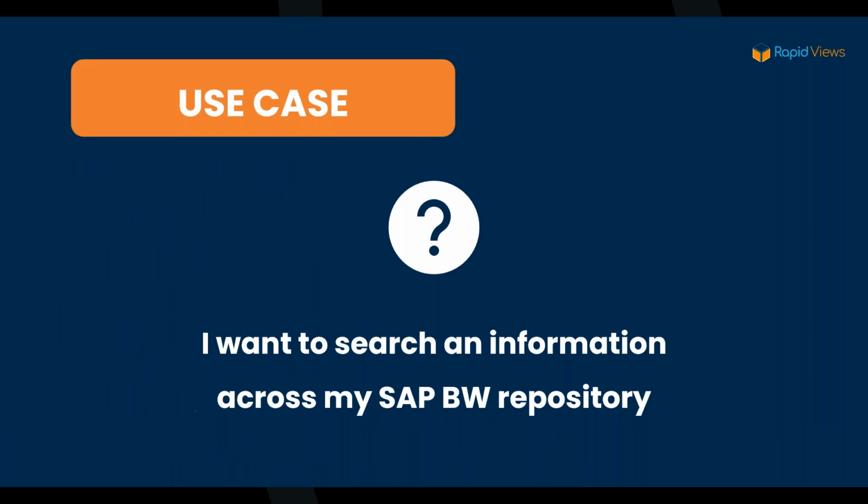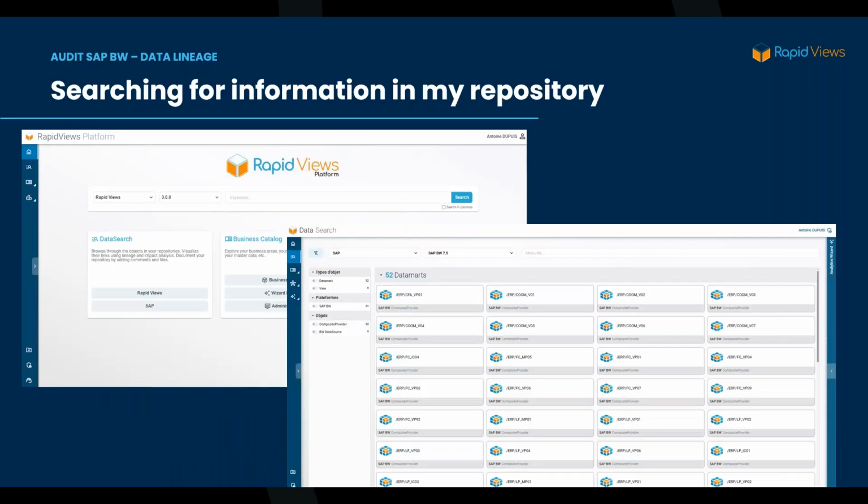For example, Alexandre, I want to search for information across my SAP BW repository. We currently have two features in the repository, which help you to find the information. Maybe Alexandre, you can make a demonstration of this part?